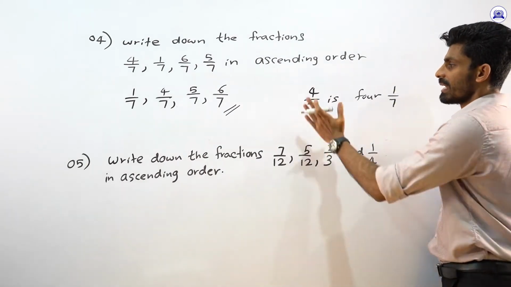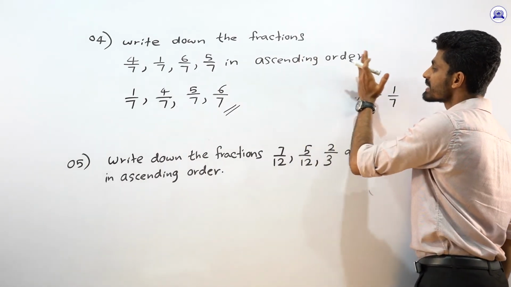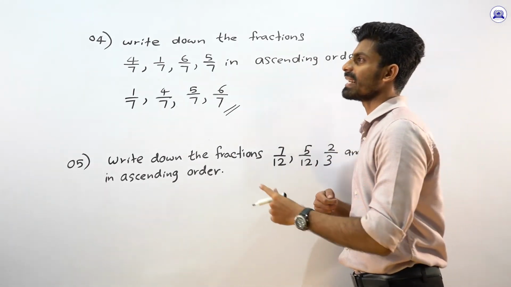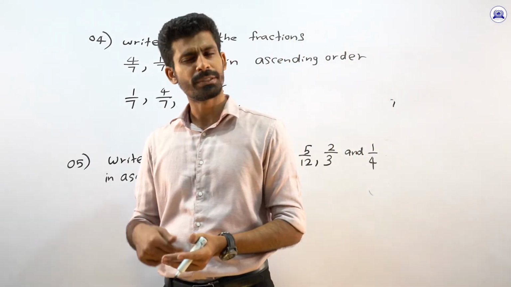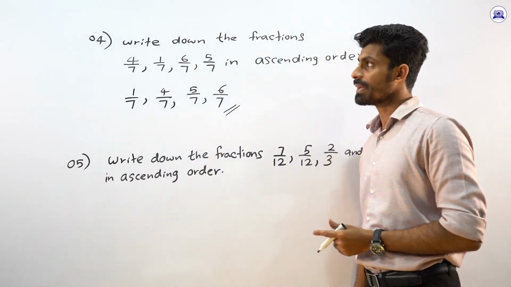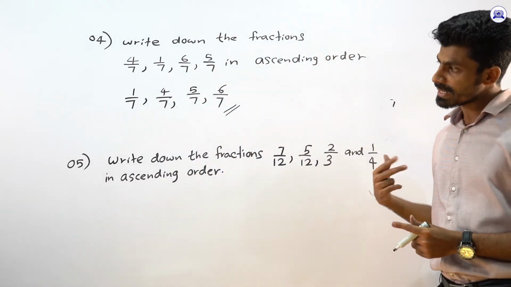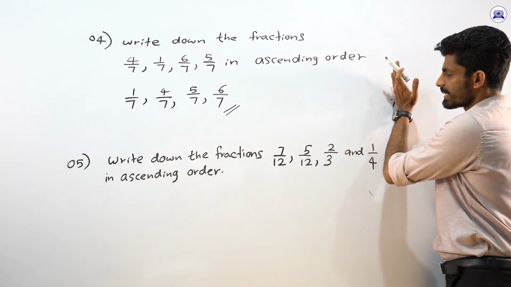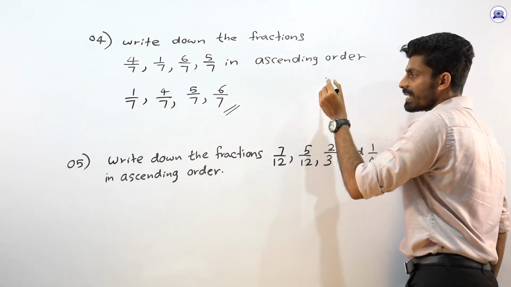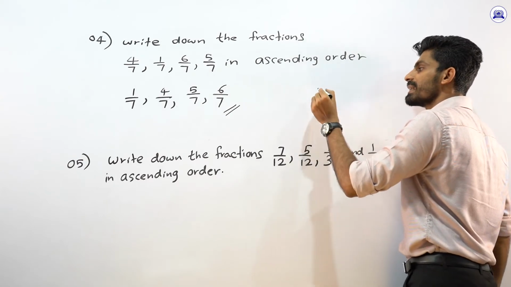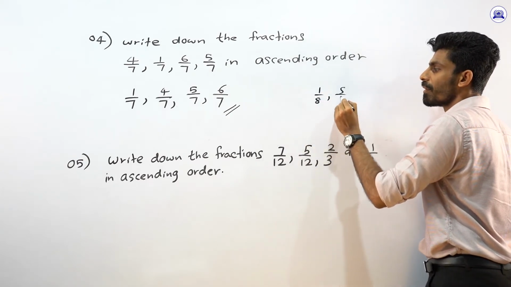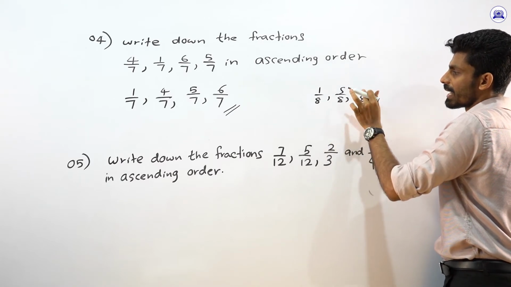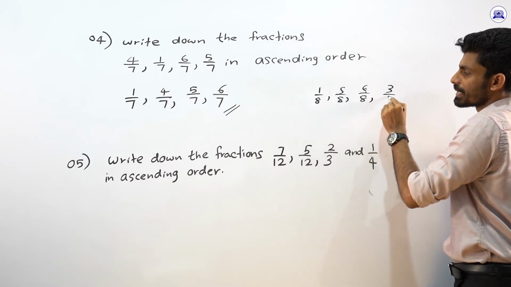Very easy. Right? If you have the same denominator, you can very easily arrange those fractions. Just consider this one, this is not the question, I'm just taking a similar question: 1 over 8, 5 over 8, 6 over 8 and 3 over 8.